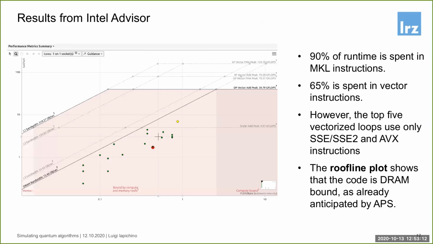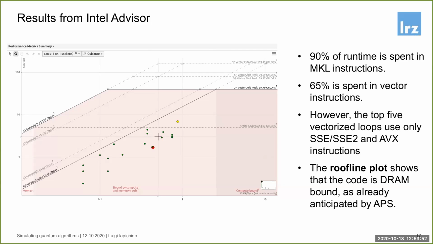I have run the Intel Advisor on IQS. So this is a plot of the roofline. I could see that 90% of runtime is spent on MKL instructions, which is very good. 60% of the runtime is spent in vector instructions. Somehow there is something that needs to be investigated here because the top 5 vectorized loops use only SSE, SSE2, and AVX instructions. So as I said, there is something on the vectorization side that should be explored, as in many other viewpoints.